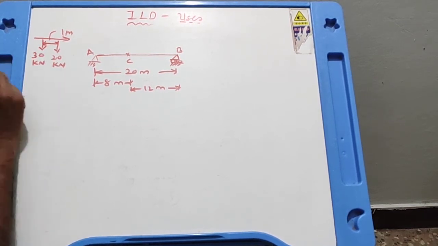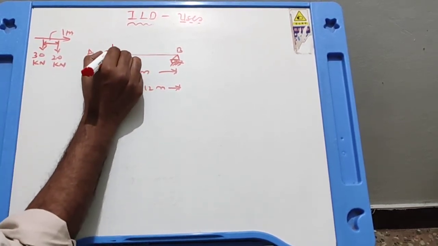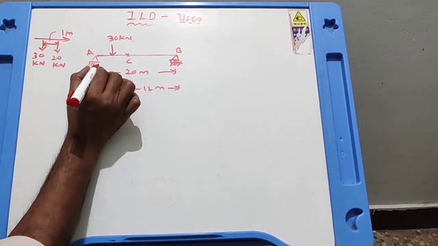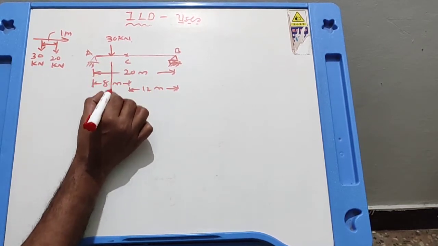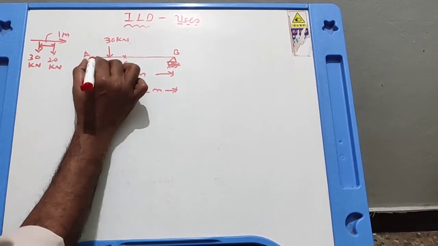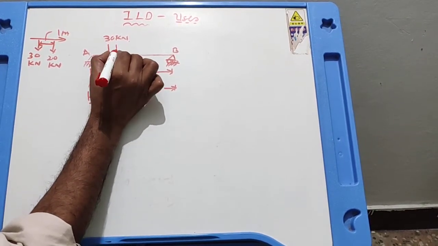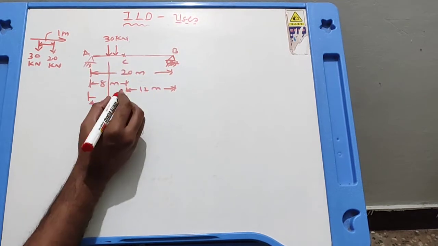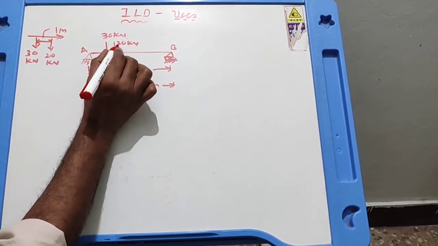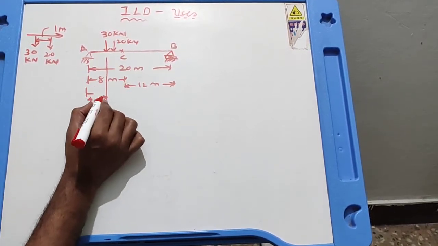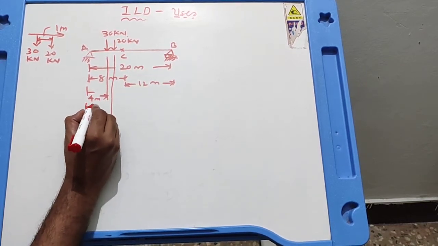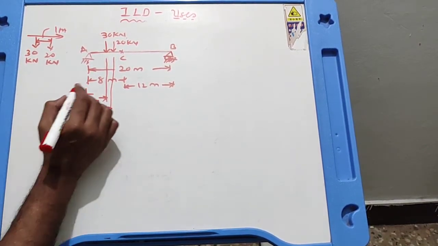Now just imagine that during the course of the journey, they occupy some position here. Say this is 30 kilonewton and say it is at a distance of 4 meters. Naturally the 20 kilonewton will come here because the distance between them is 1 meter. So this is 30 kilonewton and 20 kilonewton. The 30 will be at a distance of 4 meters. Then the 20 will naturally be at a distance of how much? 5 meters, because the distance between them is 1 meter.